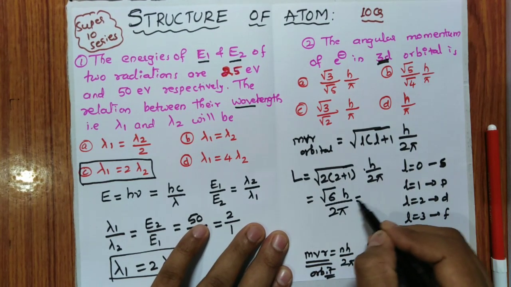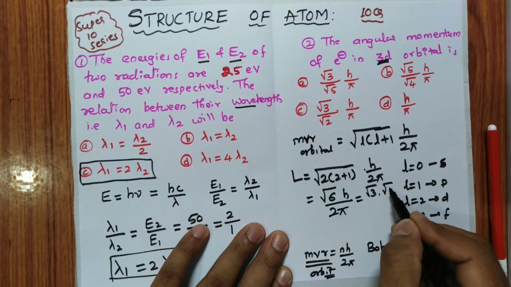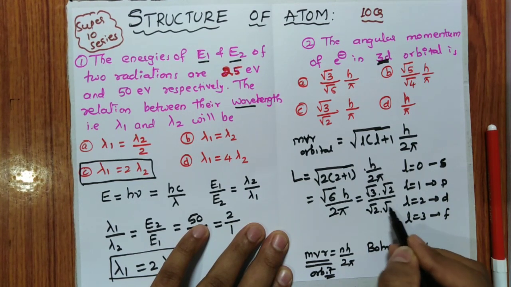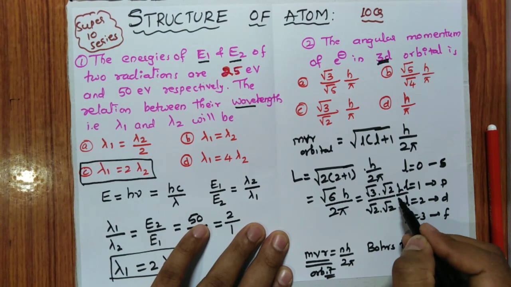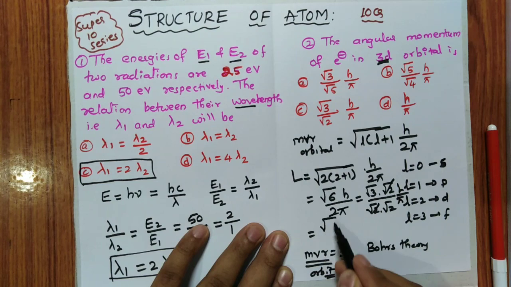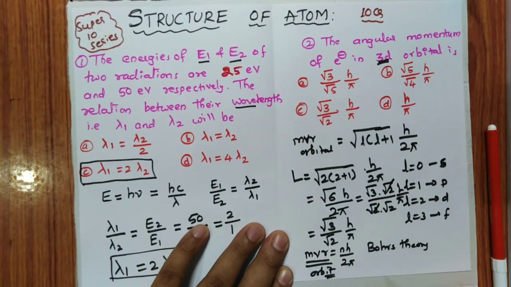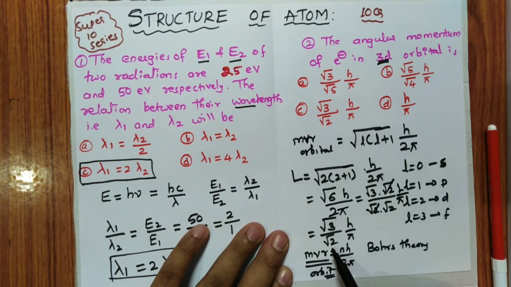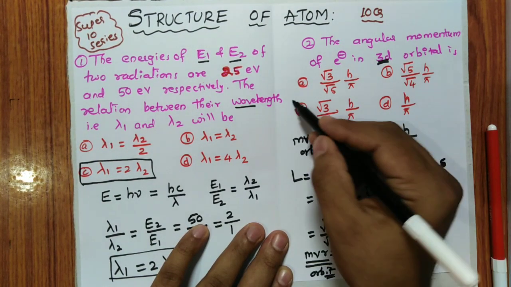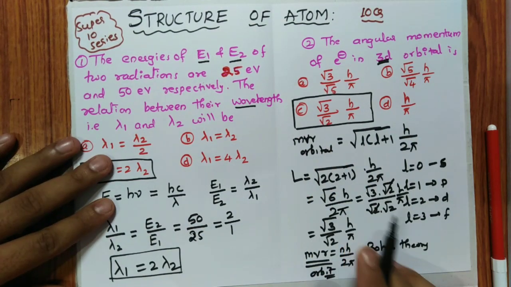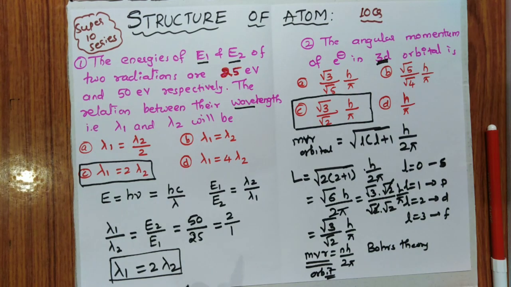So we know that root 6 I can write it as root 3 into root 2. Right? Divided by 2 can be written as root 2 into root 2 h by pi. So that you are going to get root 2 get cancelled. So answer for this question will be root 3 divided by root 2 h by pi. But this particular equation is very important. Remember, root 3 by root 2 h by pi. So answer is there. That is C. So this is the second question in this particular case.